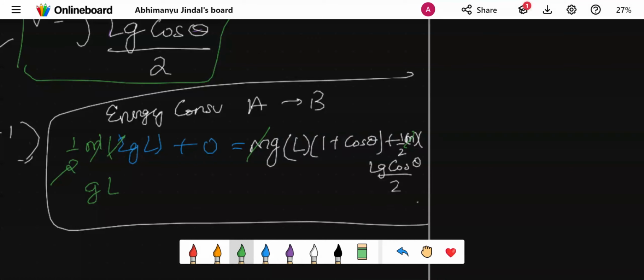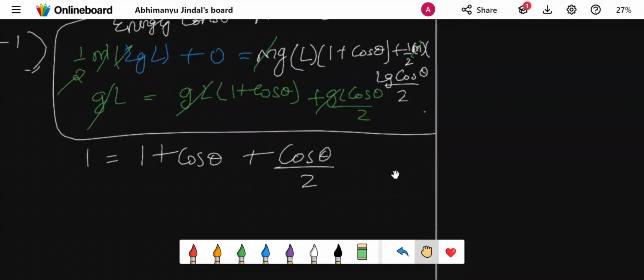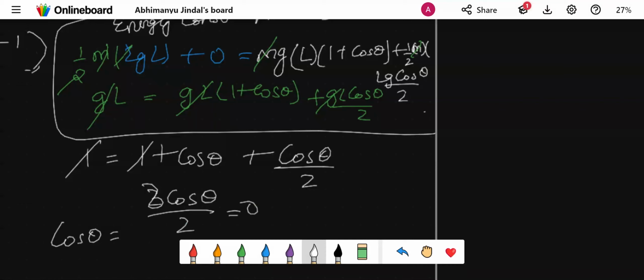So this is gl equals gl into 1 plus cos theta plus gl cos theta by 2. Now gl is also gone, which makes it much easier. Equals 1 plus cos theta plus cos theta by 2. Now I can say that 1 is gone. So 2 cos theta, so 3 cos theta by 2 equals 0. So cos theta equals 2 by 3 is what I'm getting.